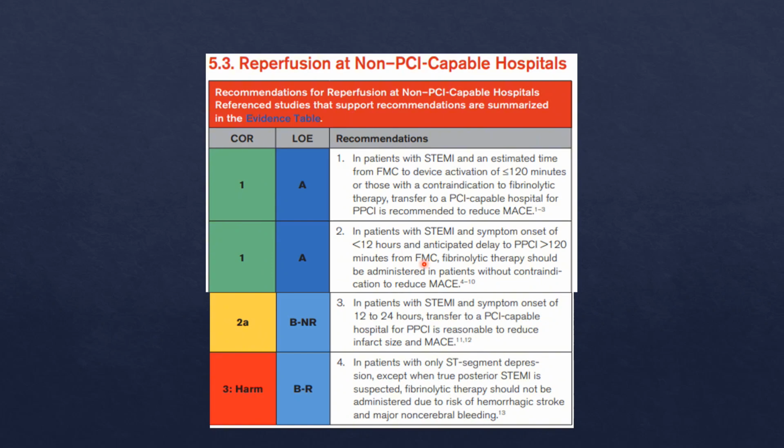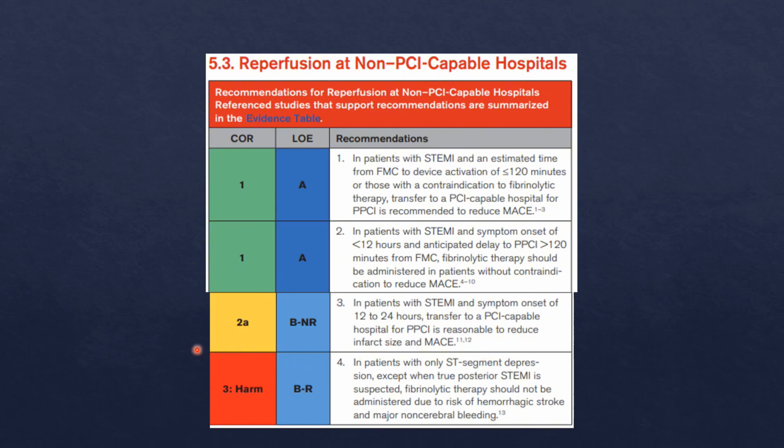In patients with STEMI and symptom onset between 12 to 24 hours, transfer to a PCI capable center for primary PCI is reasonable, and it has got a class 2A recommendation. And in patients with only ST segment depression, except when true posterior STEMI is suspected, fibrinolytic therapy should not be administered due to the risk of hemorrhagic stroke and major intracranial bleed.